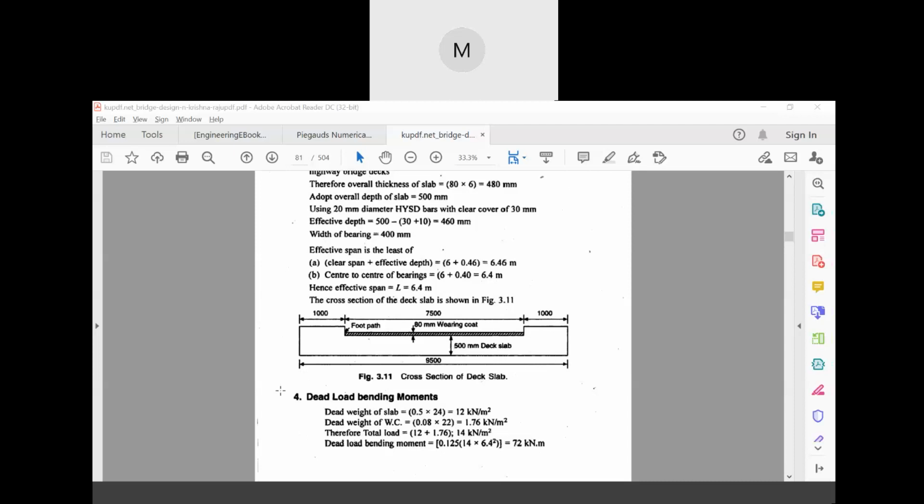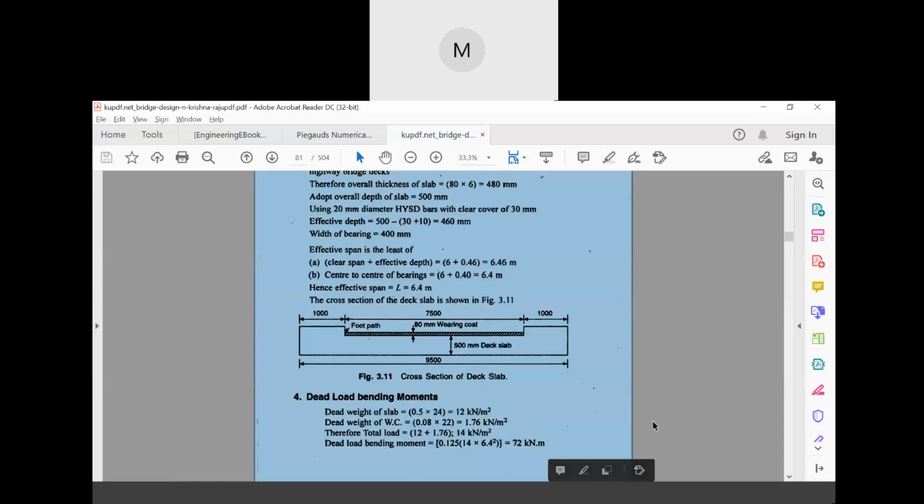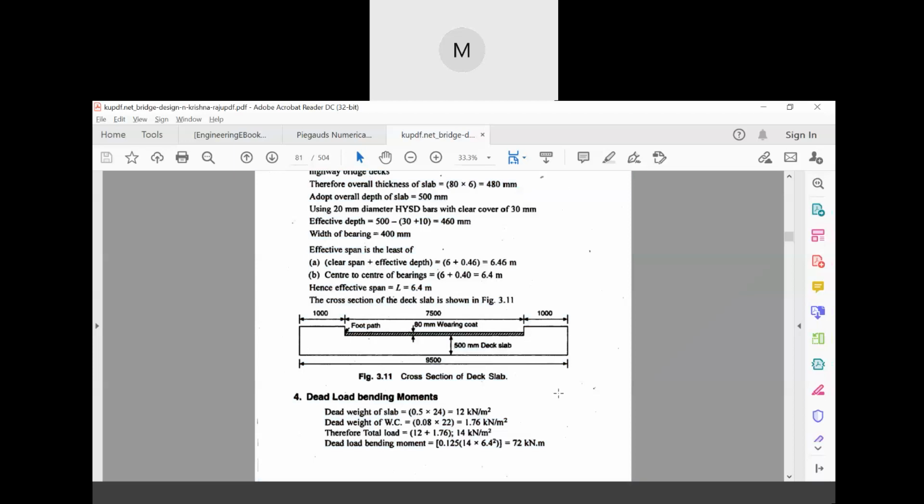500 mm is the thickness of the deck slab, right? So 500 mm thickness means 0.5 meter. And this 24 is the unit weight of concrete. So that is why 0.5 into 24 gives you 12 kilonewton per meter square.